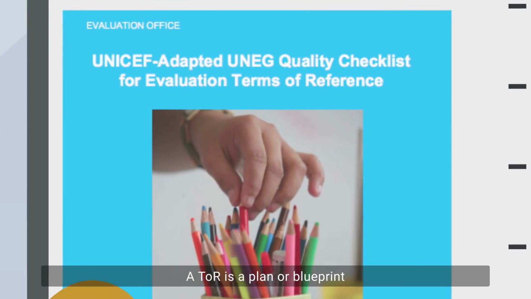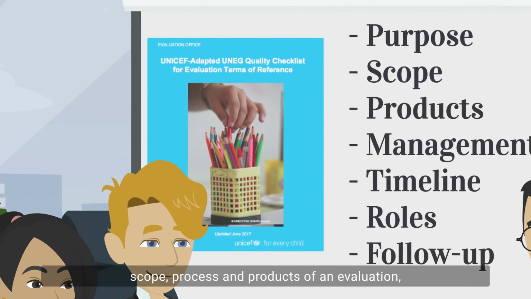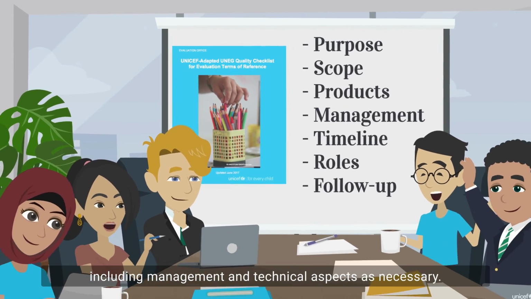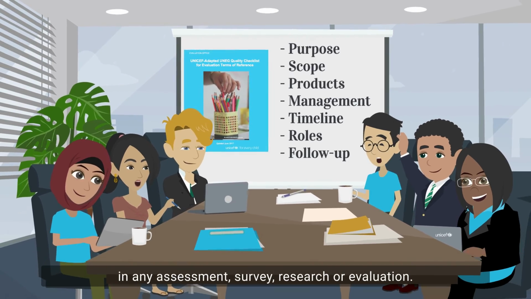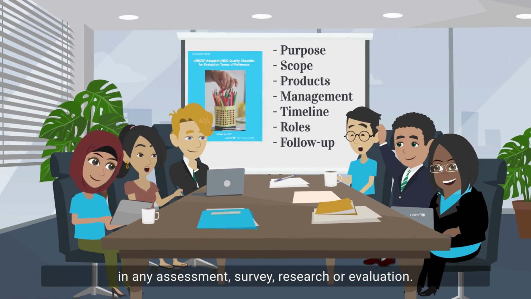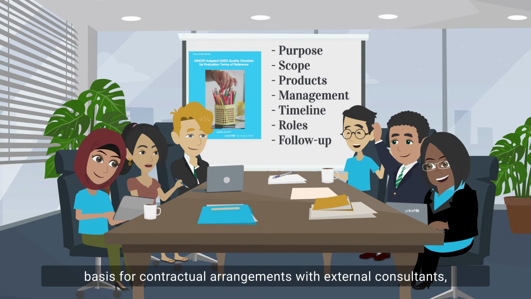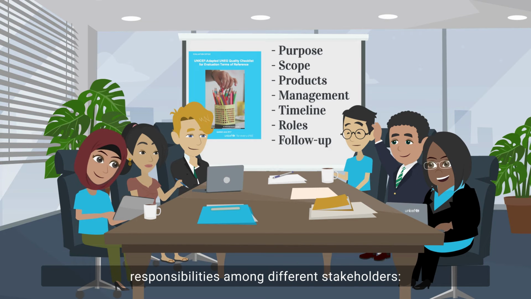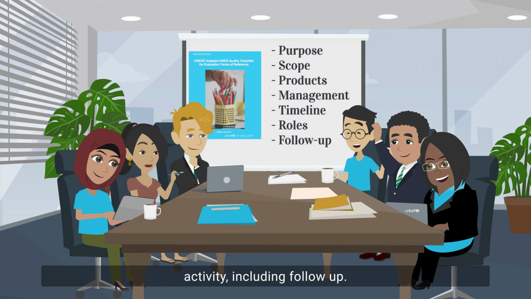A TOR is a plan or blueprint outlining the key elements of the purpose, scope, process, and products of an evaluation, including management and technical aspects as necessary. Developing a TOR is a critical early step in any assessment, survey, research, or evaluation. In the narrowest sense, it is the basis for contractual arrangements with external consultants, though it should first be developed as a means of clarifying expectations, roles, and responsibilities among different stakeholders, providing the plan for overall activity, including follow-up.